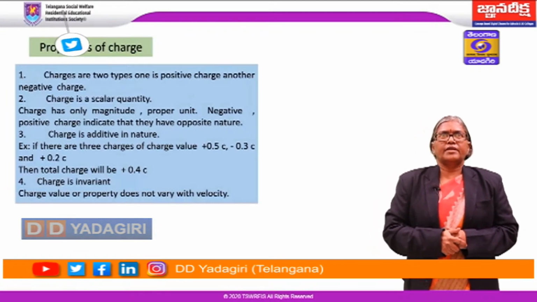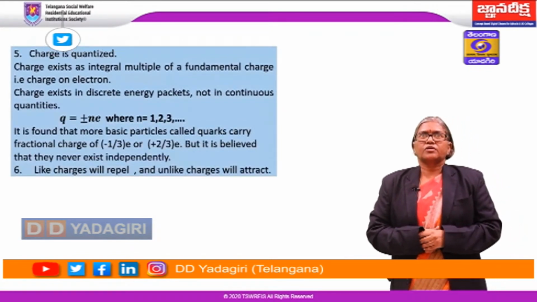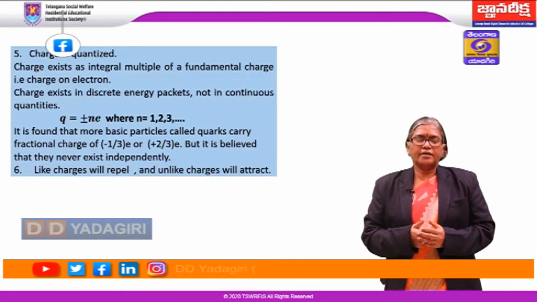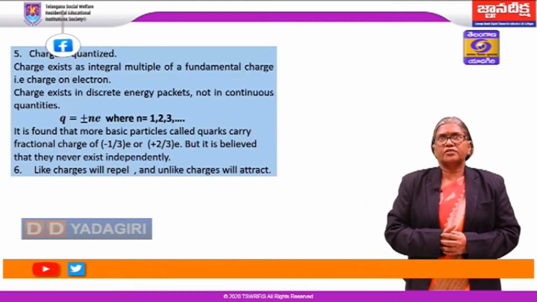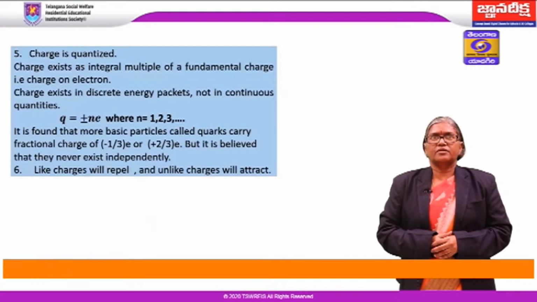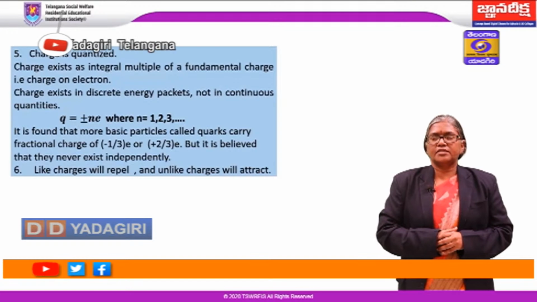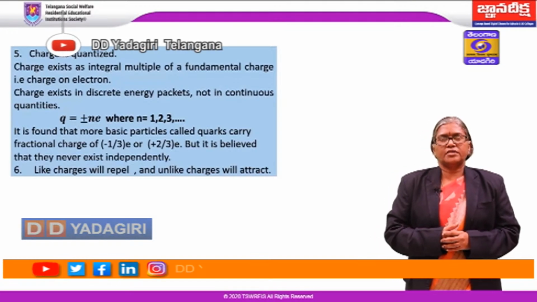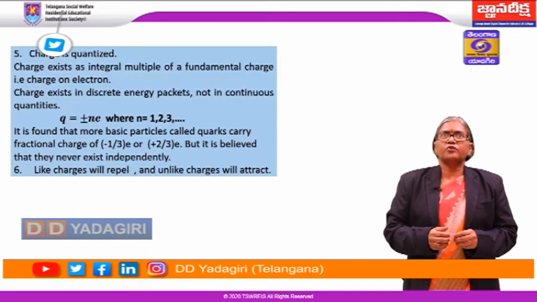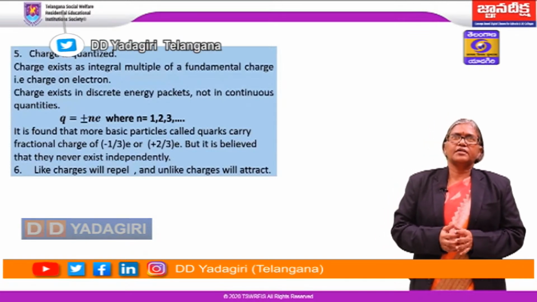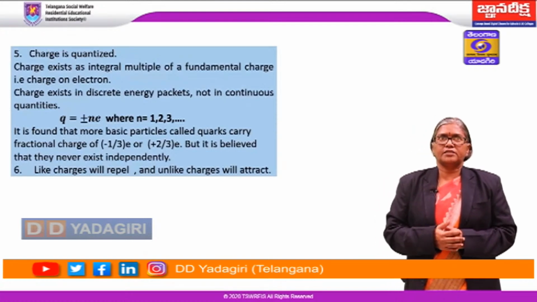Now students, the next one is the charge is quantized. Charge exists as integral multiples of fundamental charge. This fundamental charge is nothing but charge on the electron. The charge on the electron, students, already you know, that is minus 1.6 into 10 to the power of minus 19 coulombs. So this property tells that charge exists in discrete energy packets, not in continuous quantities.